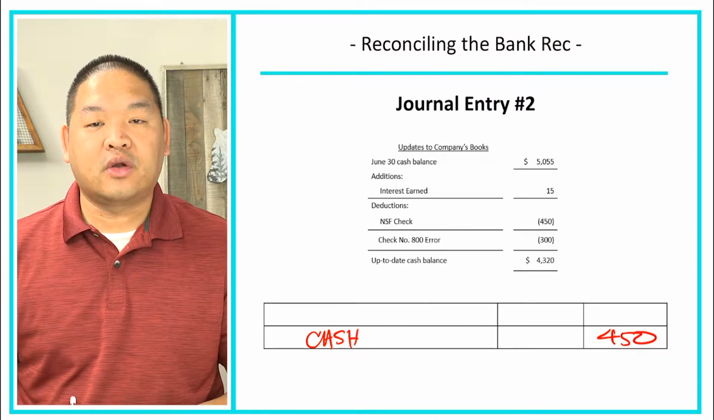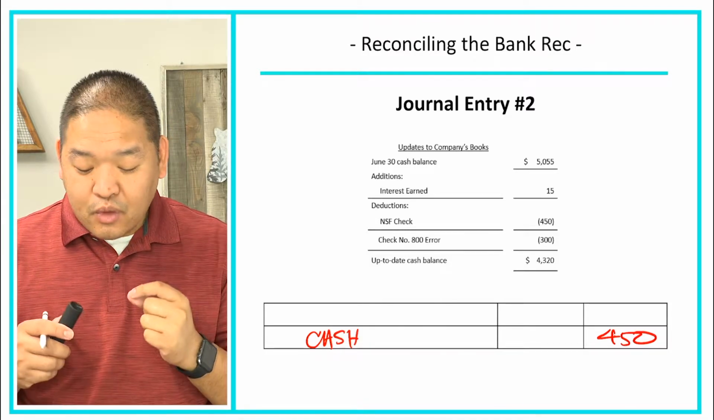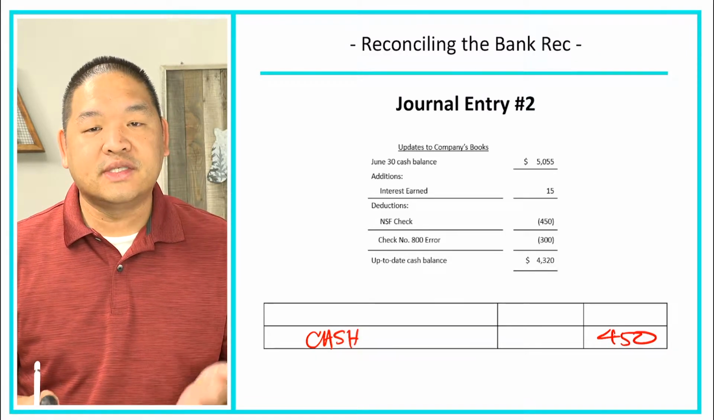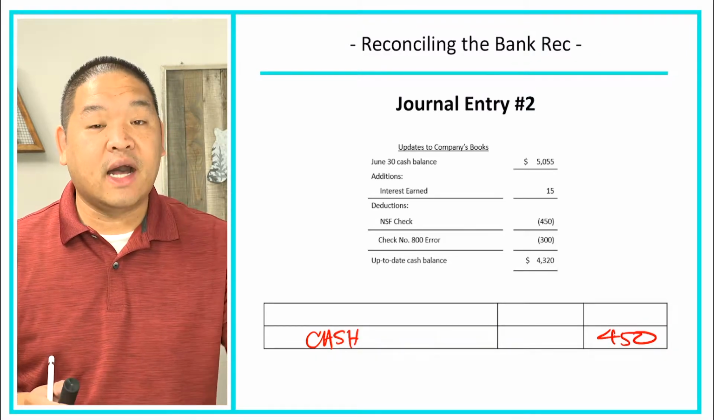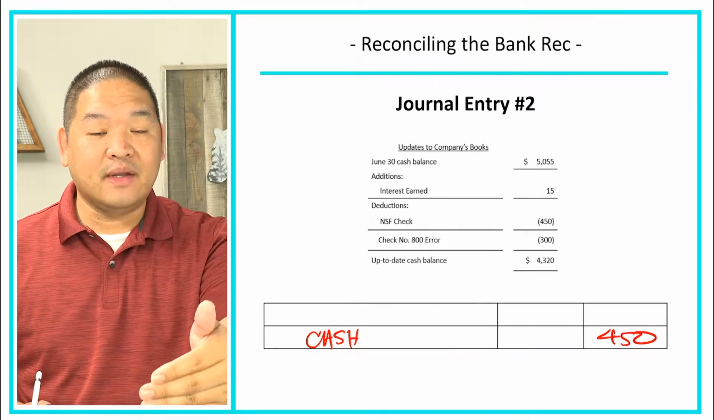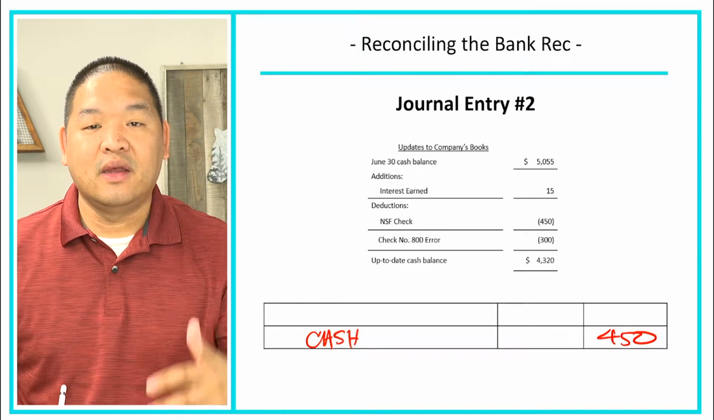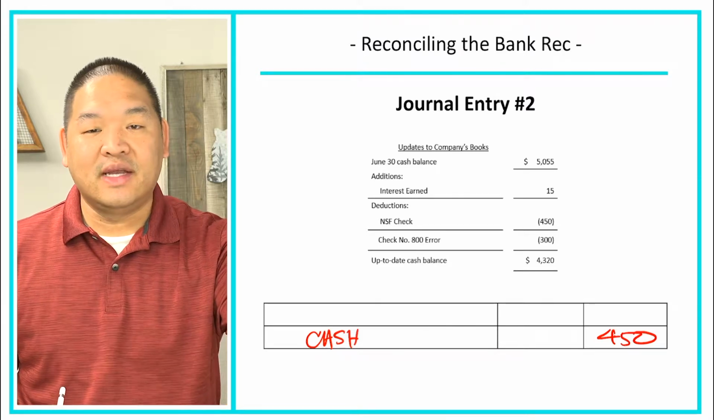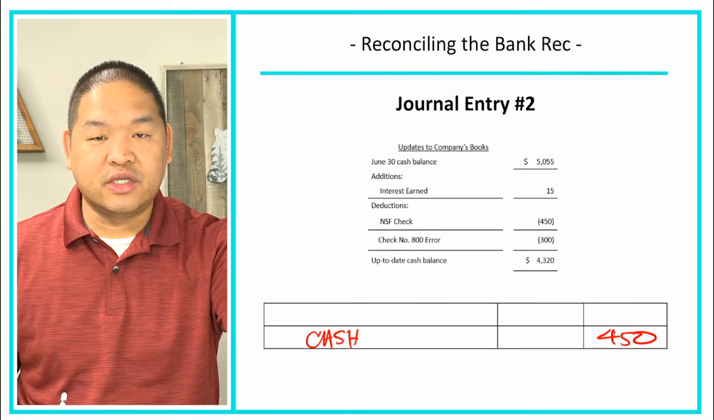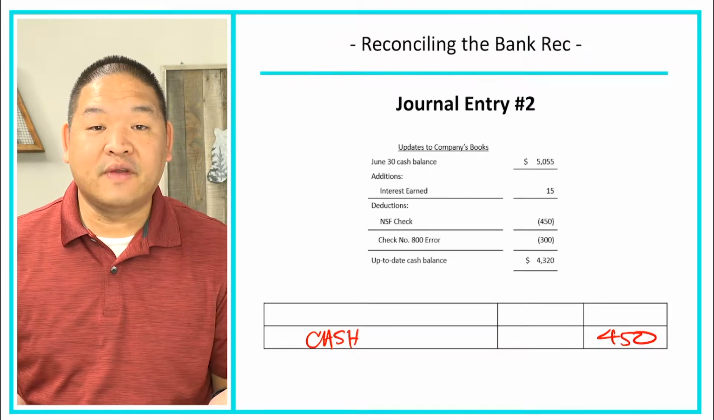The question is, what's the debit going to be? Well, from the context here, we've got to figure out, why did we have to reduce our cash by $450? Well, the story goes that we had a non-sufficient funds check. So a customer paid us, we received the check. We took the check to our bank. The bank tried to cash it with the check writer's bank. The check writer's bank said, there is no money in this account. We can't pay you this $450. So they returned the check to our bank, and our bank is telling us, you don't have the $450.